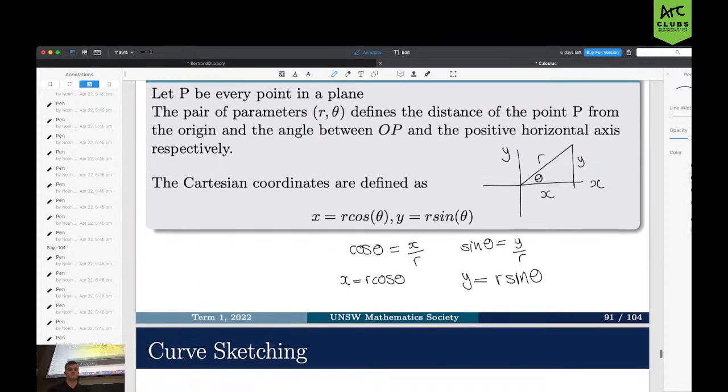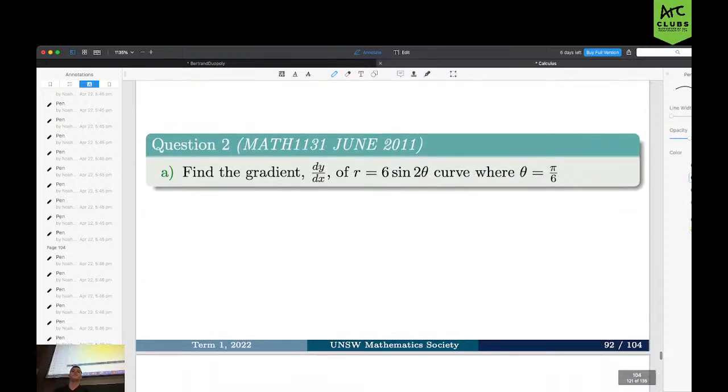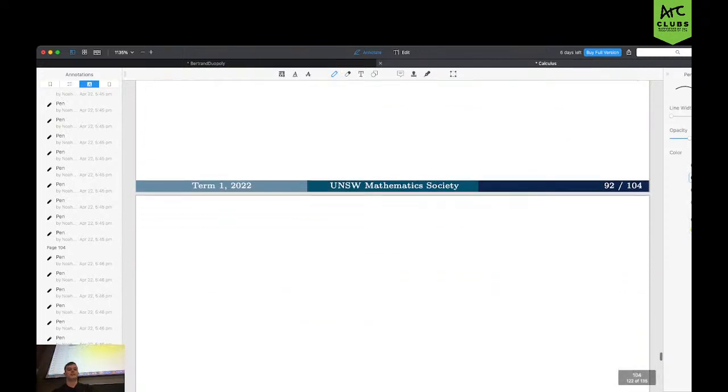All right. Cool. So find the gradient dy by dx of this curve, r is equal to 6 sine 2 theta, where theta is equal to pi on 6. So we have to take an x derivative of an r and theta function. That can be quite confusing. So we have to differentiate with respect to x of some arbitrary function defined in terms of r and theta, and then sub in theta is equal to pi on 6 after. This can get confusing pretty quick. But we have to convert to polars. And once you make the conversion to polars, everything sort of falls into place because you take away x and y essentially. So here's how we do it.